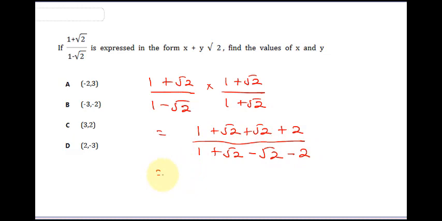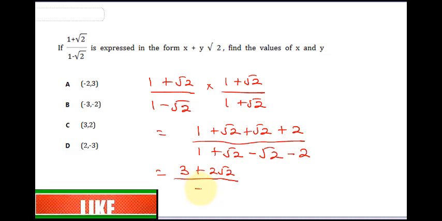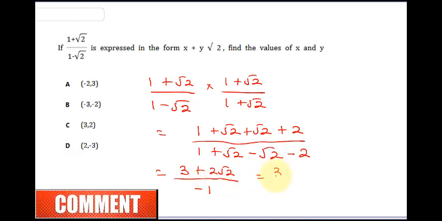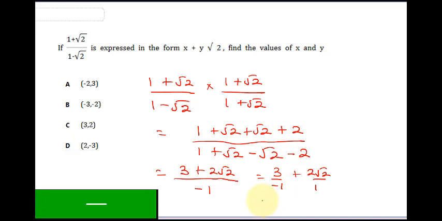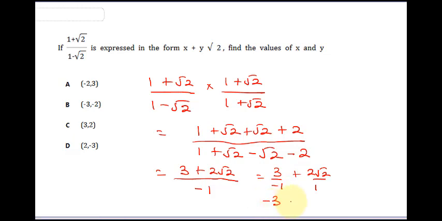Okay, so from here, this will be 1 plus 2, this will be 3. Then plus root 2 plus root 2, that will give us plus 2 root 2 all over. Now we have plus root 2 minus root 2 is going to give us 0, and 1 minus 2 is going to give us what? Minus 1. So from here, I'm going to have 3 over minus 1 plus 2 root 2 over minus 1. Now from here, I could have 3 divided by minus 1. It's going to give me minus 3. Then, this is also divided by minus 1. So, 2 root 2 divided by minus 1 will give me minus 2 root 2.